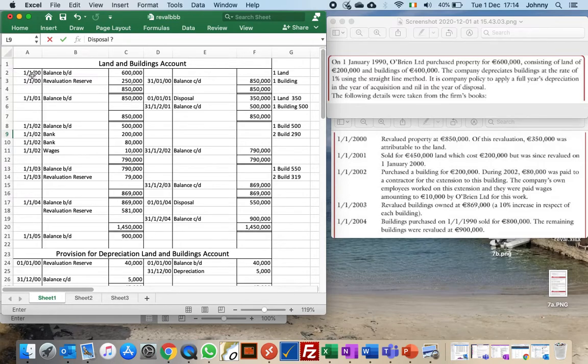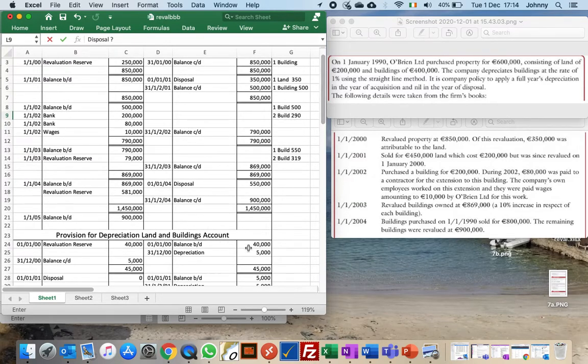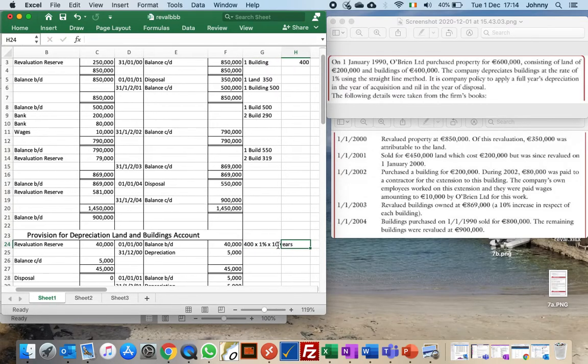So at the beginning of 2000, we had 600,000 in our balance for land and buildings, which is the original building that we got. We haven't revalued, we haven't bought anything new or sold any buildings. Our provision for depreciation down the bottom here, well, our balance in the provision is 400,000. So that is the 400,000 that the buildings are worth, multiplied by 1%, multiplied by 10 years. Okay. And I'll just squeeze that out there.